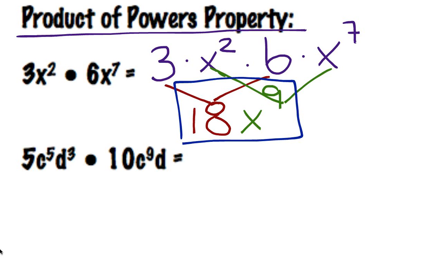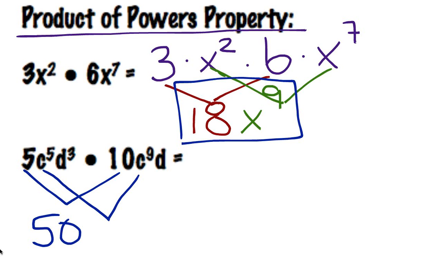I have 5c to the 5th d to the 3rd times 10c to the 9th times d. Okay, so I'm going to do the same thing as I did before. I'm going to think of these as 6 different things. 5 times 10, those are my coefficients. I'm going to multiply those. That's 50. c to the 5th times c to the 9th. Again, when I'm multiplying with the same base, I add my exponents. So that's going to be c to the power of 14.